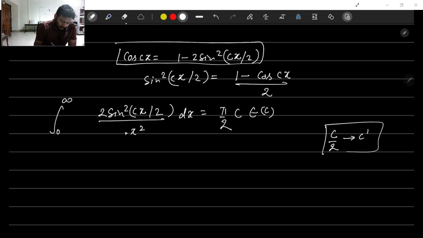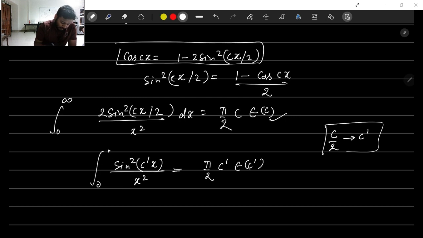So here sine square cx by 2 will become c prime x divided by x square. This is pi by 2, and this 2 factor you take on the right hand side, that will become c prime, and this is a constant function, so this will become epsilon of c prime. So this is integral from 0 to infinity dx. So this is another form of Dirichlet integral.